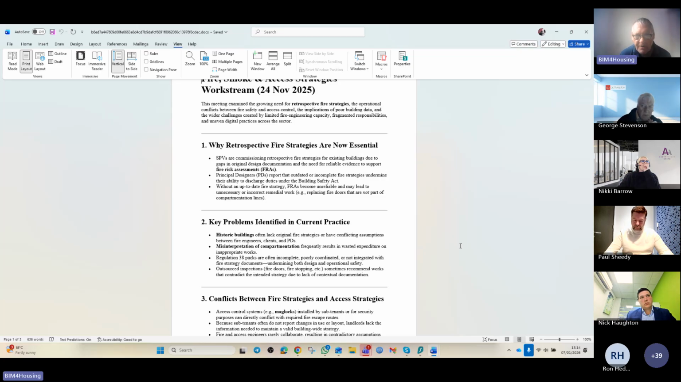Further, principal designers report that outdated or incomplete fire strategies undermine their ability to discharge duties under the Building Safety Act. And lastly on here, without an up-to-date fire strategy, FRAs become unreliable and may lead to unnecessary or incorrect remedial work. For example, replacing fire doors that are not part of compartmentation lines.